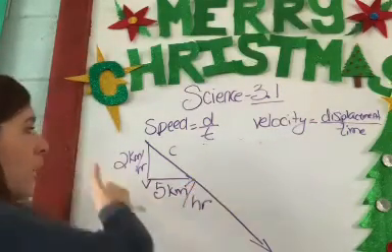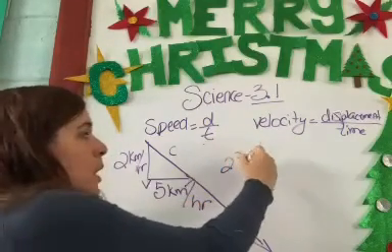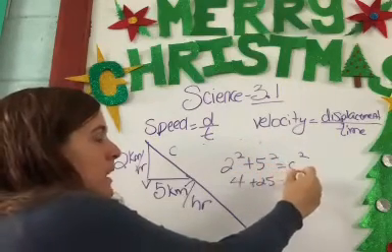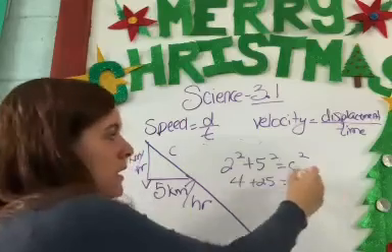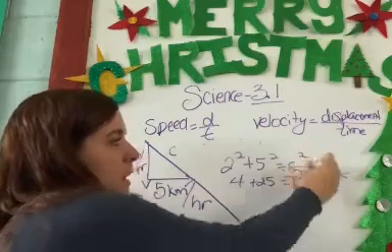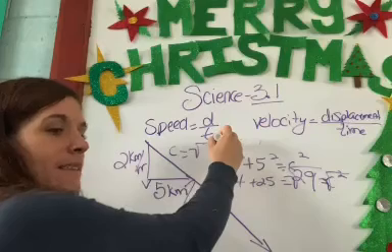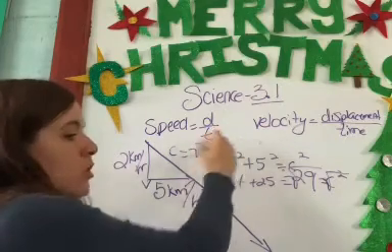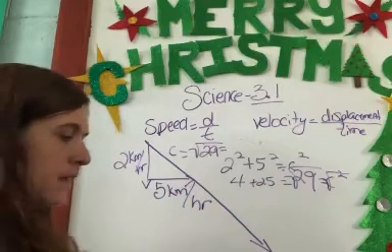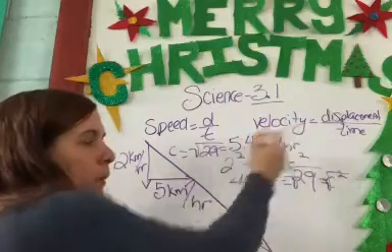In this case, we don't care about negative because once you square it, it's gonna be positive anyway, right? So we're just gonna go 2 squared plus 5 squared equals C squared. That's 4 plus 25 equals 29. So that's gonna be 29 equals C squared. When you take off the square, you have to do a square root. So this is gonna equal the square root of 29, which if you put it into your calculator, is gonna give you 5.38 or 5.4 kilometers per hour, okay?